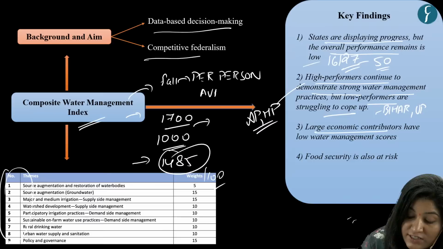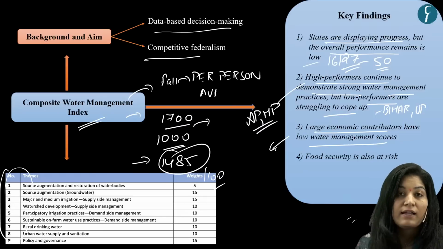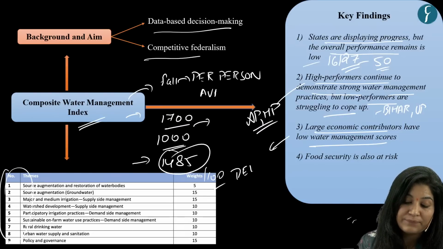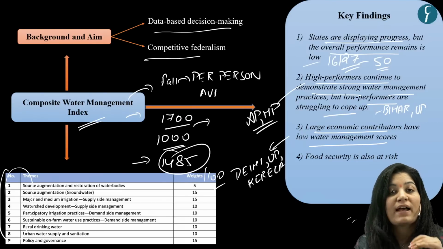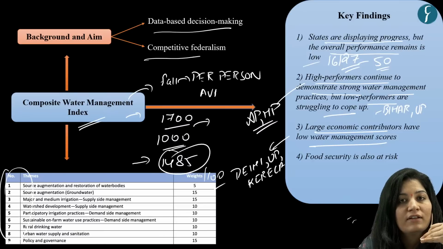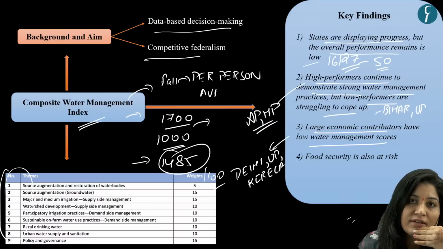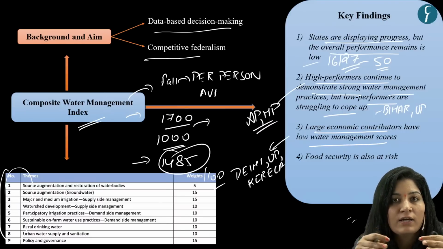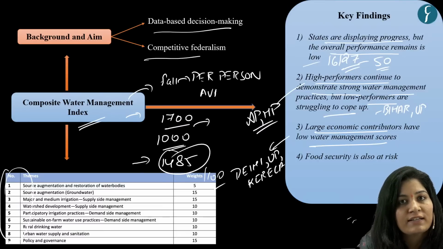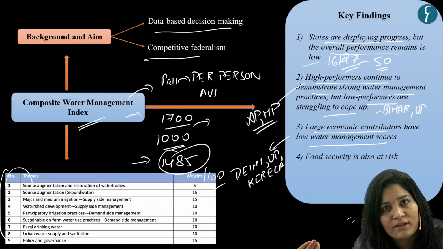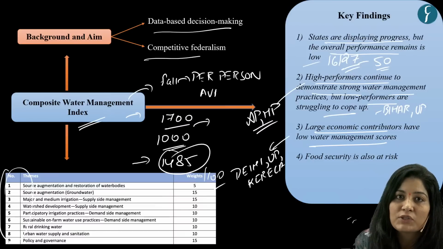Then next is: large economic contributors have low water management scores. Large economic states like Delhi, UP, Kerala are contributing maximum to the economic output, but they are performing very low with respect to water management. And that is why they highlight a conflict between economic growth and sustainability. Because they are contributing most to the economic output, but they are not doing very well with respect to water management.